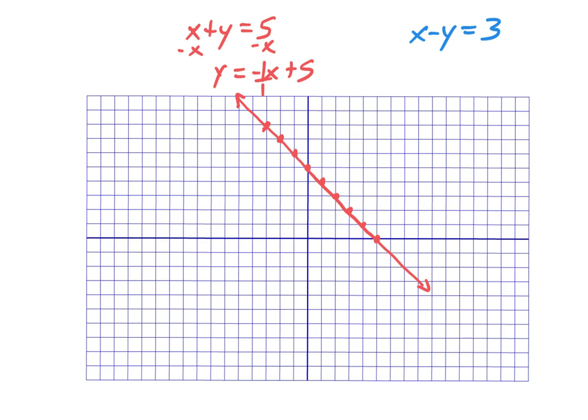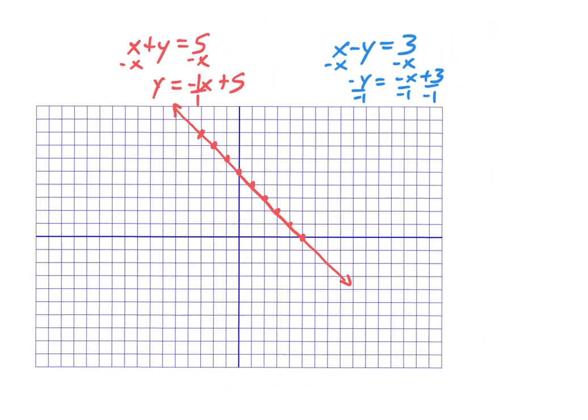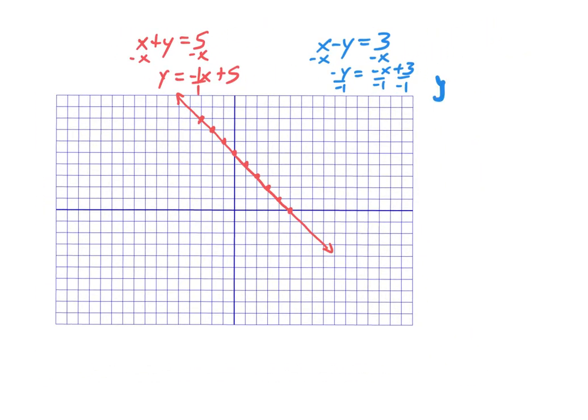As I solve the second one here, I'm going to subtract x, and I'm going to divide by negative 1. So that's going to give me y equals, negative and a negative make a positive, x minus 3. So we're going to go down 3, and then we're going to go up 1 over 1.